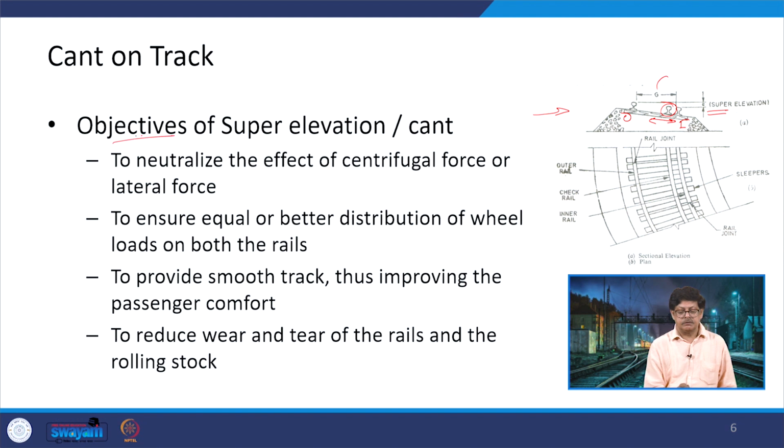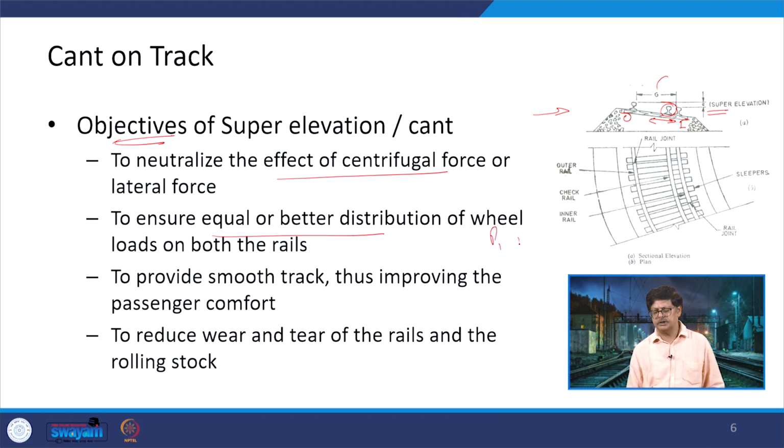So, what are the objectives here? Based on the discussion which we have done, the objectives can be made. Okay, so, what are those? First of all, neutralize the effect of the centrifugal force or the lateral force which is acting in the outward direction. We talked about it, and as soon as this is done, there is going to be an equal or better distribution of the wheel loads on both of the rails. We discussed that there is a P1 and a P2 load which is coming on the outer or inner rail. As far as possible, we should make them equal. So, the design should be such, and when we are talking about the equilibrium design, this is what is going to be achieved.